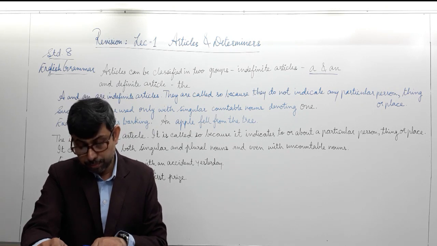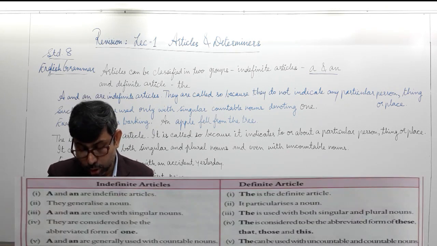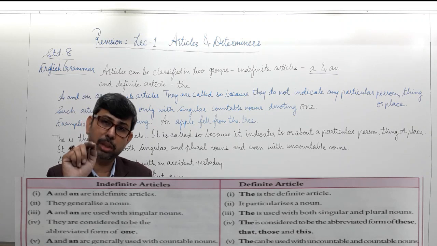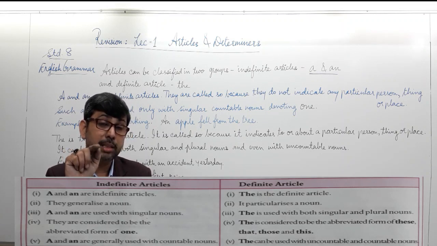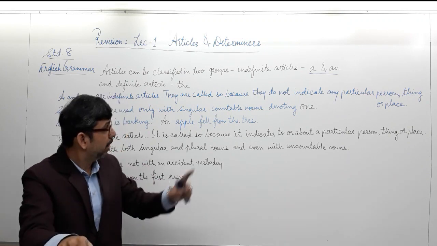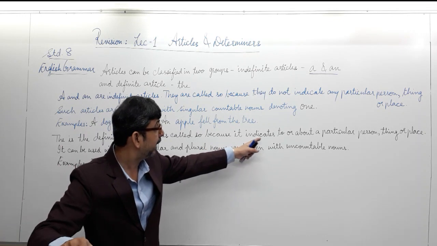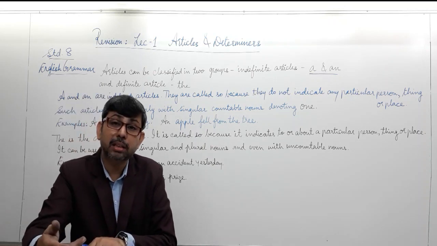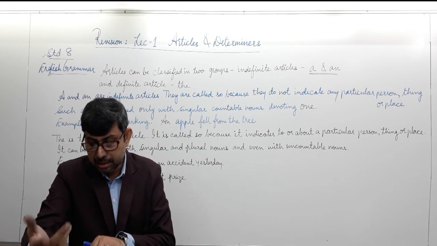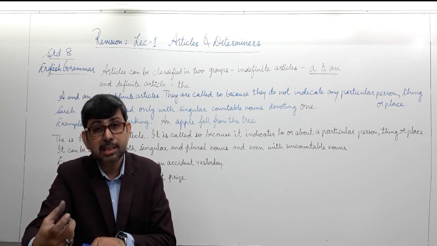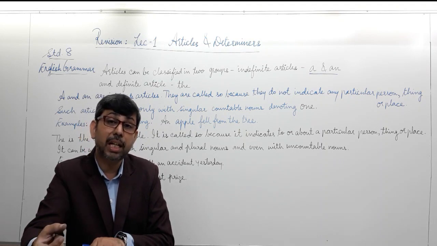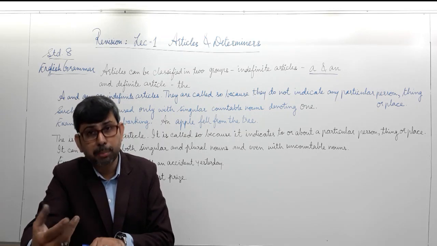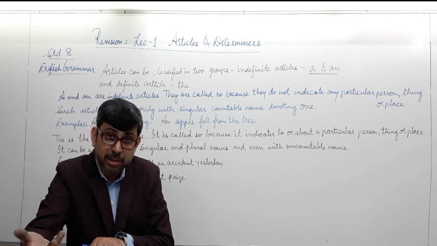The opposite point of difference: the article the is considered to be the abbreviated form of these, that, those and this. Yes, we learned about the determiners, that is, the demonstratives, the words that point out something. Even in the definition, we have learned that it indicates a particular person. It means it points out something. The same role is played by the demonstrative determiners this, that, these and those. So we can say in a summarized way that the definite article the is considered to be the abbreviated form of the demonstratives these, that, those and this.